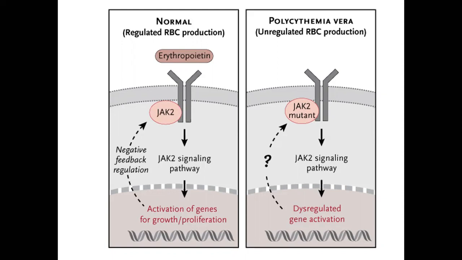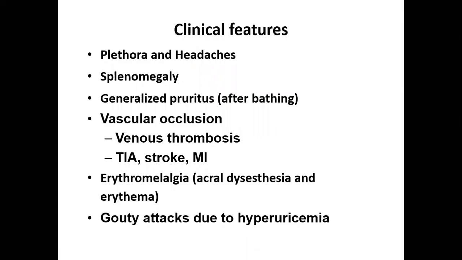In polycythemia vera, the JAK2 mutation leads to continuous activation of the JAK2 signaling pathway with dysregulated gene activation. The negative feedback is lost, and this will lead to the overproduction of the erythroid and later on other cell lines in the bone marrow.